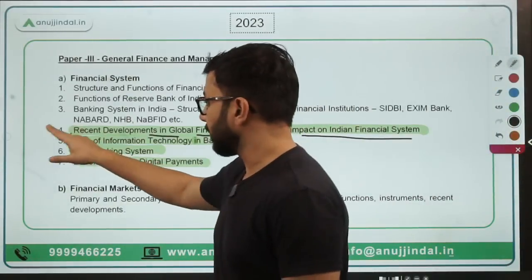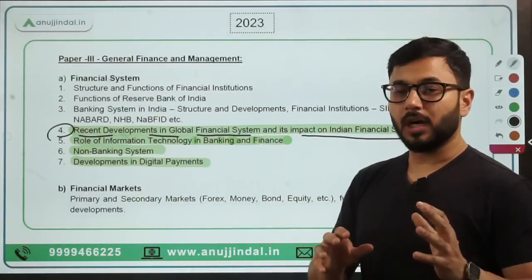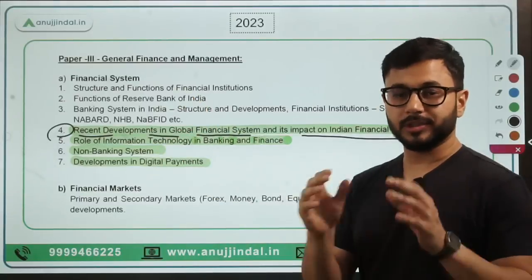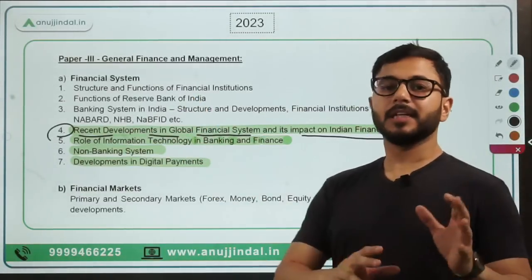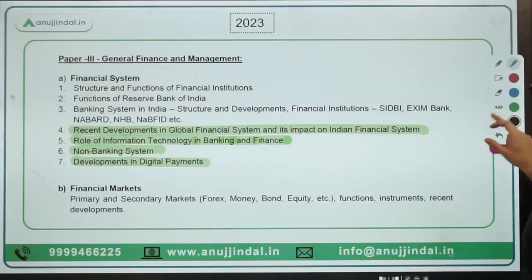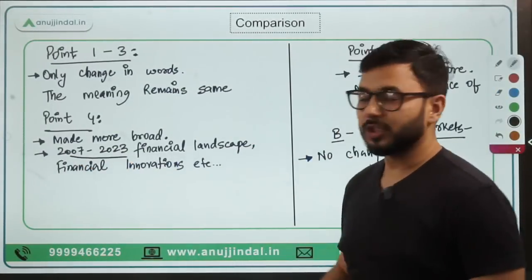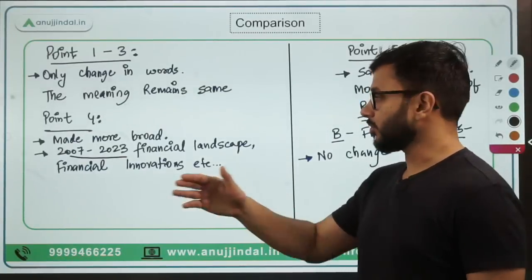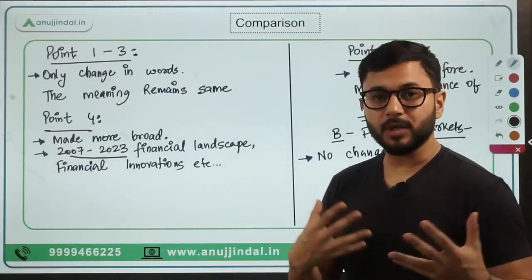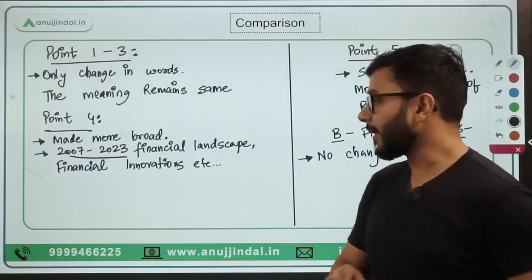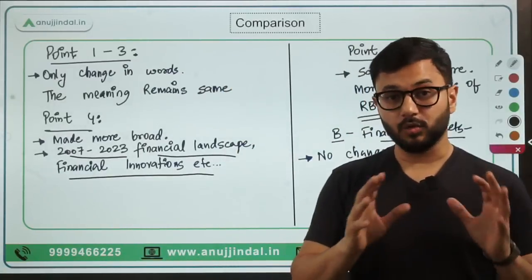Now, this is more broad because we're talking about recent developments, and I'm relating it to the 2022 syllabus, which starts with the 2007-08 global financial crisis. So anything happening between 2007-08 and 2023 in the global as well as Indian financial system now holds a lot more importance. There can be questions around this as well. Financial landscape, financial innovations happening in this time period are going to be very relevant.